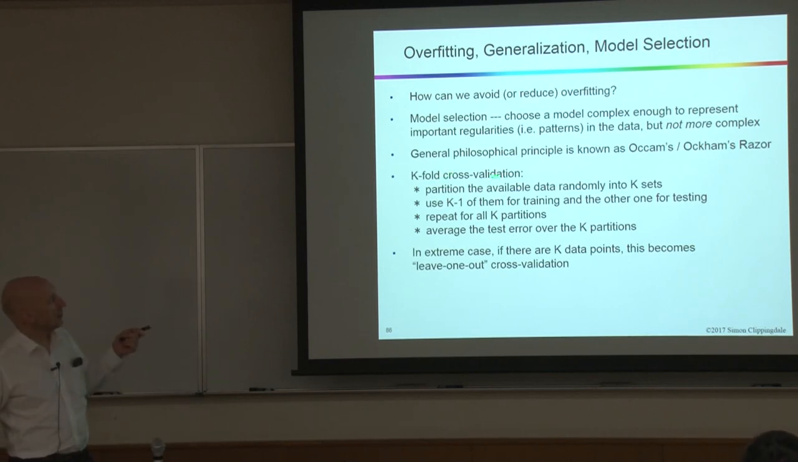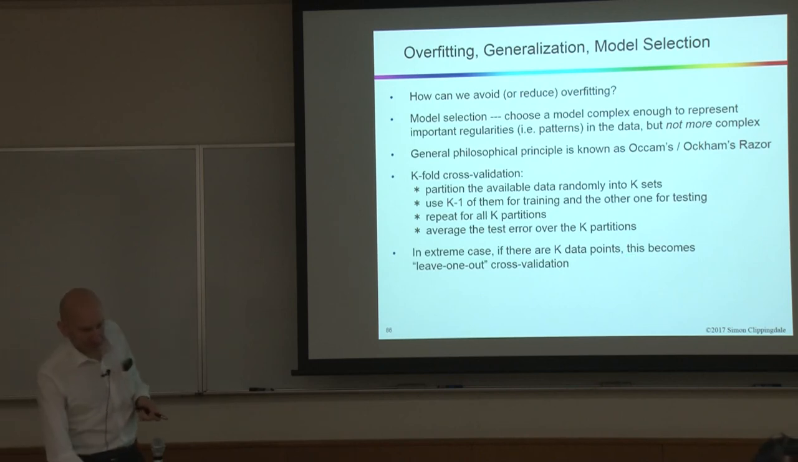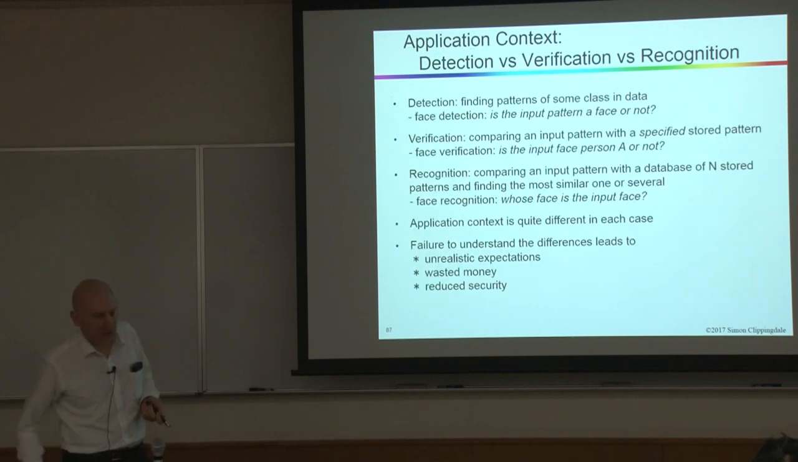We usually use a tool called cross-validation to try to address this problem, where you partition the available data into several sets, use most of them for training and the one remaining one for testing, and then change it. Use, for example, tenfold cross-validation, split your training data into 10 sets of roughly equal size, use 9 of them to train your system and 1 of them to test it, then use a different one for testing and the other 9 for training, then use another different one for testing and the other 9 for training, and so on, and average the test error over all these partitions. In the extreme case, if there are k data points, this is known as leave one out cross-validation. Normally 10 is quite commonly used for this.